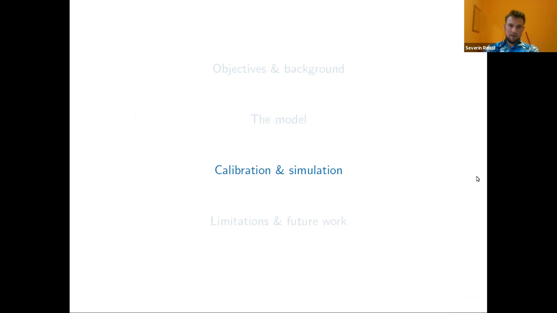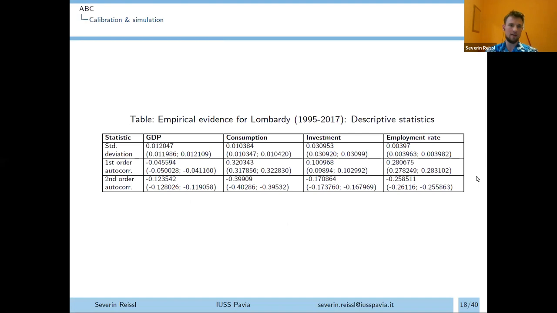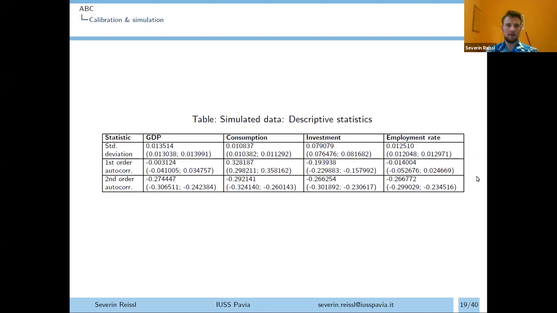So this was a very broad overview of the model. Moving on to calibration and simulation of the model. At present, the economic part of the model is calibrated by hand to very roughly try to reproduce moments which we draw from macroeconomic data for the Lombardy region of Italy. If we look at the results of this calibration exercise, I would say that the fit is broadly acceptable. We are fairly good at reproducing standard deviations of GDP and consumption. The standard deviation of investment is a fair bit too high, but overall it's not so bad.